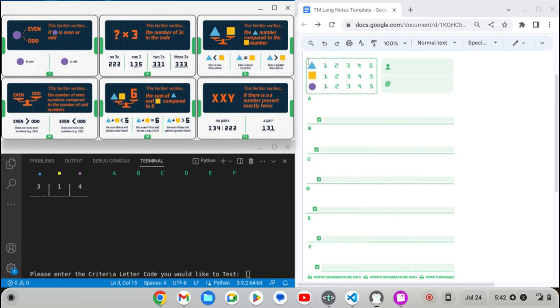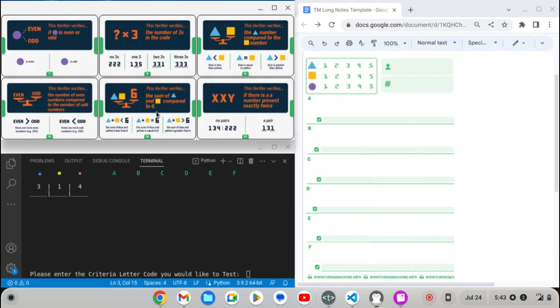Criteria card C will look at our first 2 digits, triangle and square, and compare them. So should the value of the triangle digit be less than square? Should they be equal, or should the triangle value be greater than square? Criteria card D will look at our 3-digit solution, and the Turing machine will let us know a little bit about the ratio of even to odds.